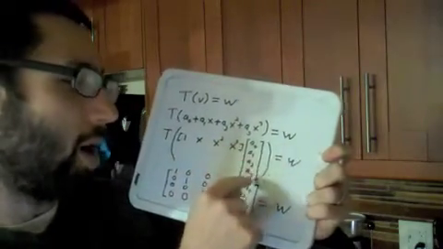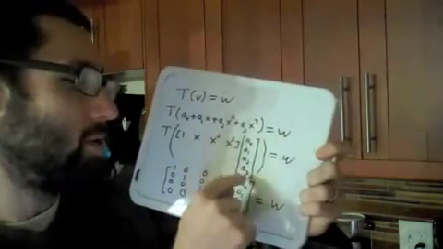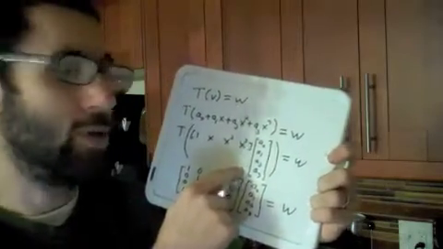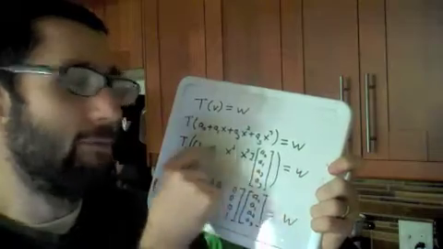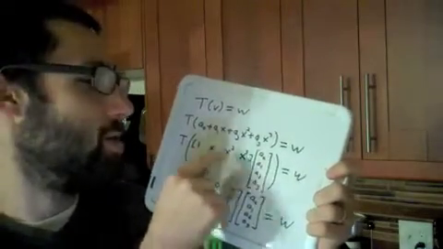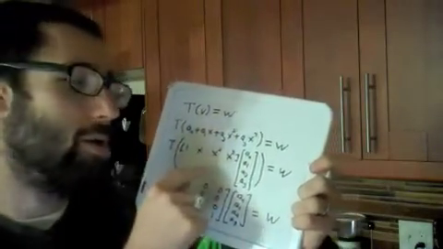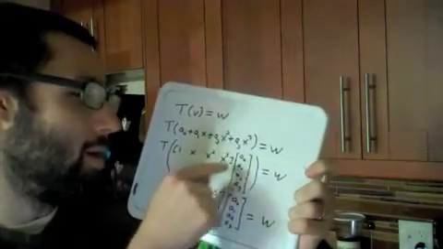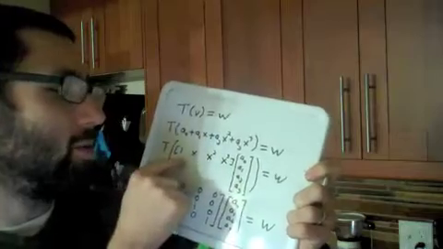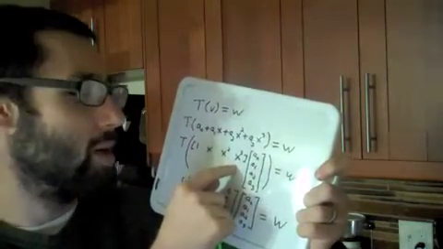So here's the Rn representation, or in this case, the R4 representation. Polynomials are a four-dimensional space. Cubic and lower polynomials are a four-dimensional space. And so this is the Rn vector representation in terms of the basis of monomials.